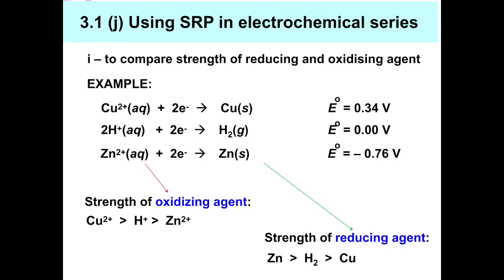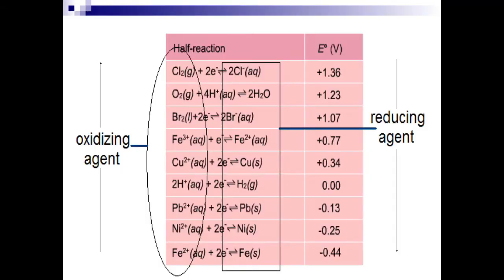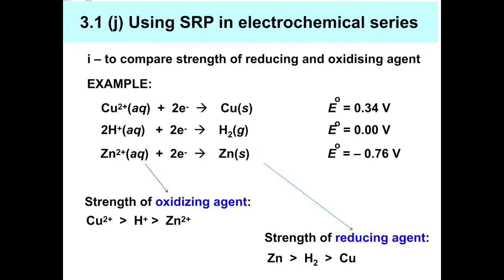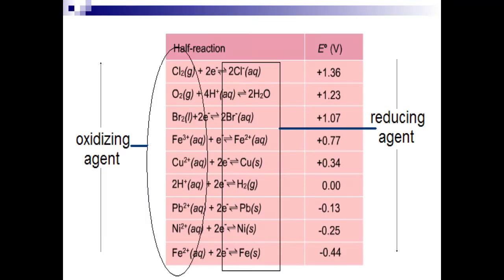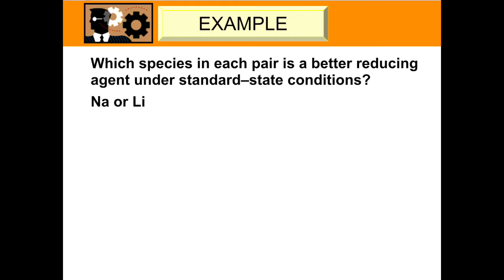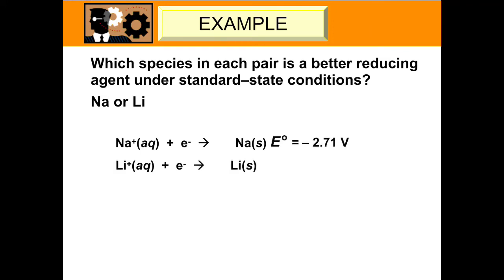So you have to remember the electrochemical series. If you are referring to the right side, you are referring to the reducing agent, while the left side refers to oxidizing agents. Example: which species in each pair is a better reducing agent under standard state conditions, Na or lithium?